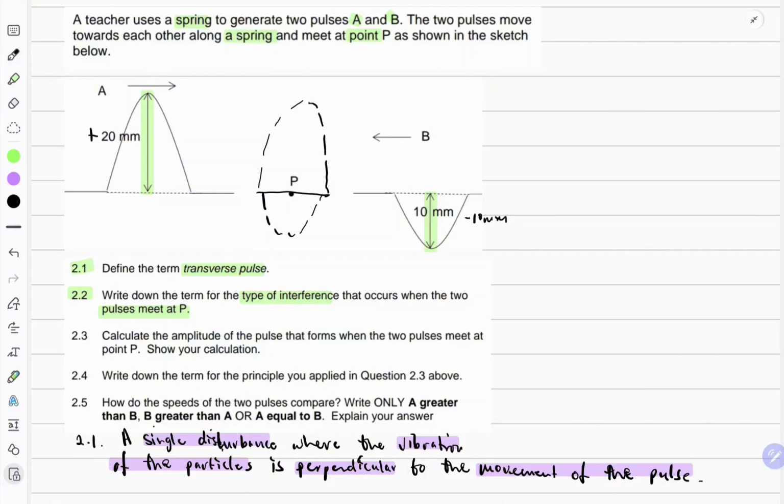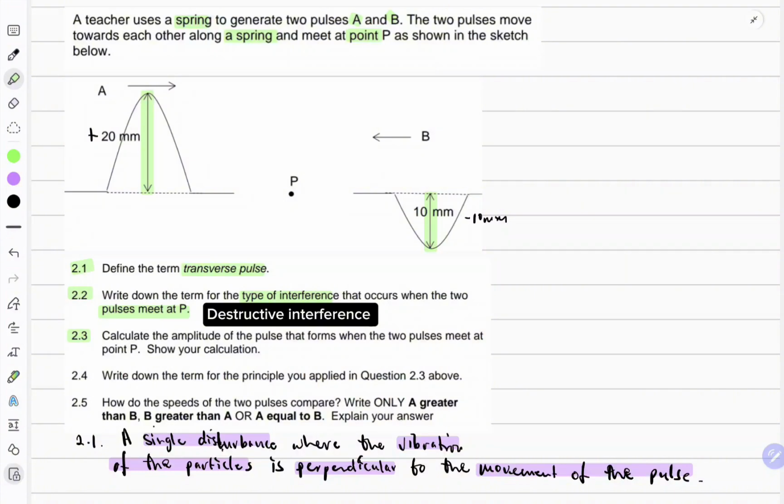So when the two pulses eventually overlap at P, you'll see that the pulse with a negative displacement has a weakening effect on the pulse that has a positive displacement, thereby creating a pulse with a shorter amplitude. It's sort of like this one takes away from the bigger pulse, resulting in a pulse with a shorter positive displacement. That's why we say the resultant pulse is a result of destructive interference.